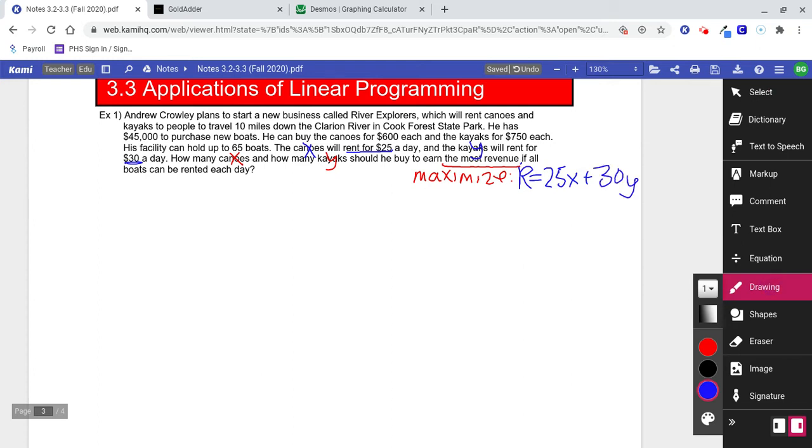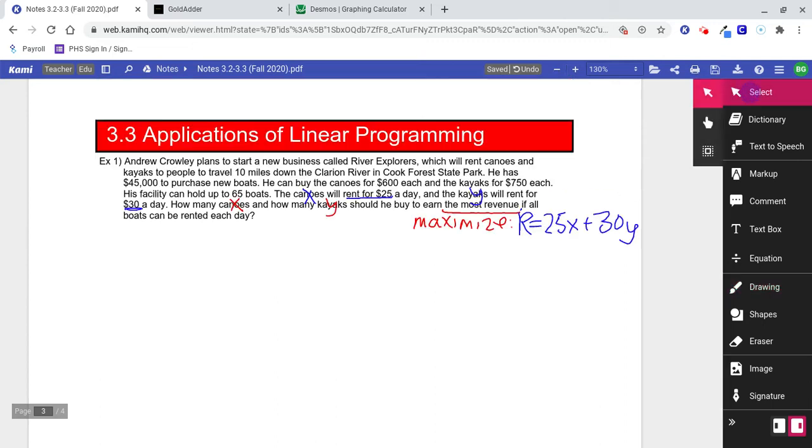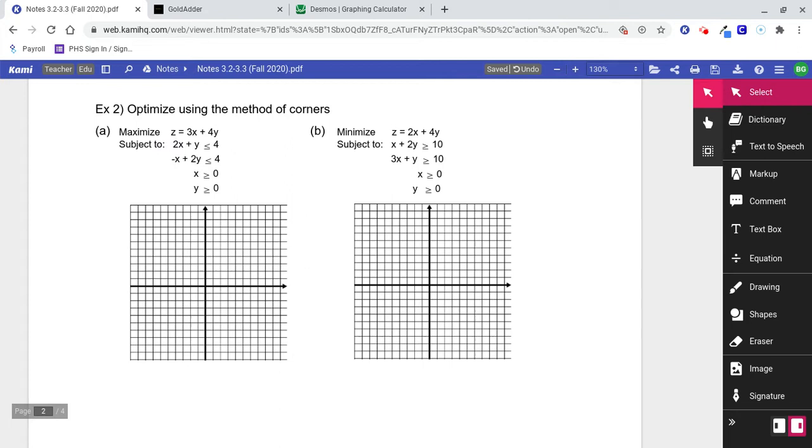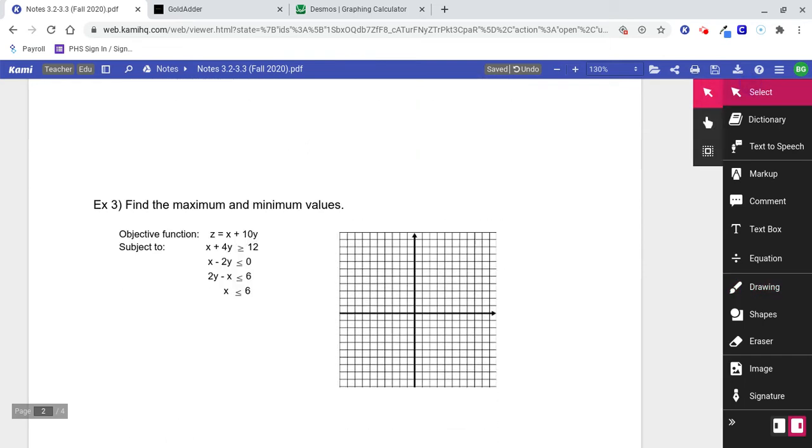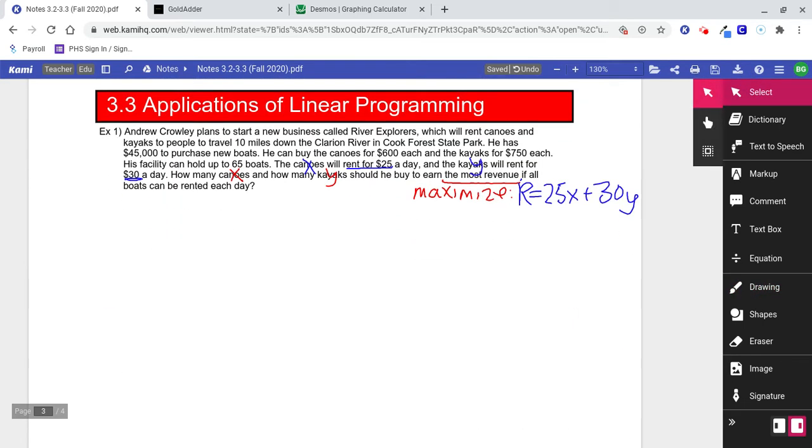Okay, that's a pretty good start, okay? But again, look at the problem. Subject to, you've got all these constraints. Subject to, and then you're going to have all of these inequalities. So we go back through and look for some kind of limitations or constraints.